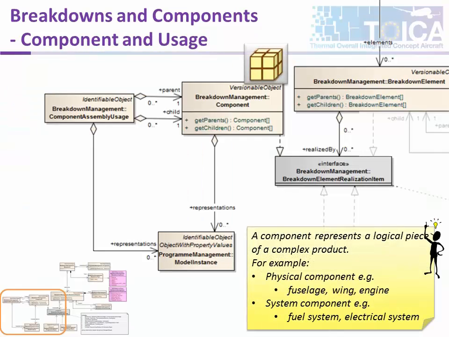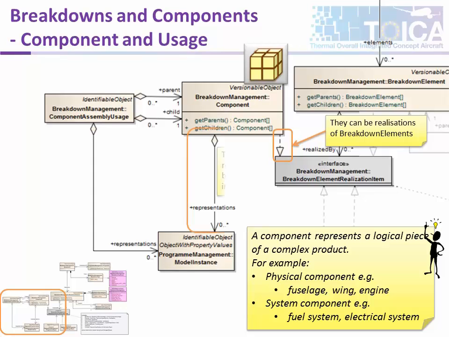A component represents a logical piece of a complex product. For example, a physical component in an aircraft might be a fuselage, a wing or an engine, or a system component could be the fuel system or the electrical system. A breakdown element can be realized by a component.